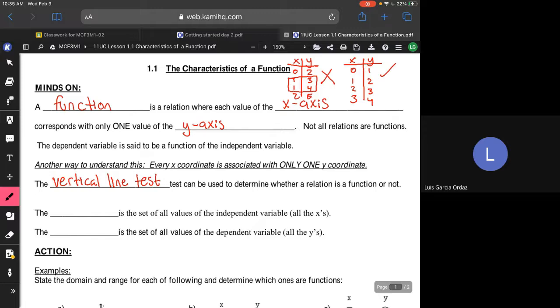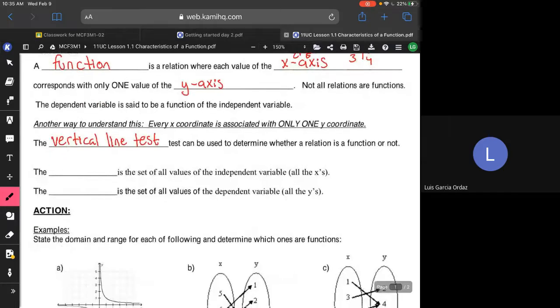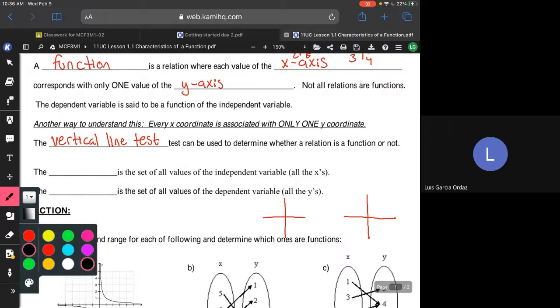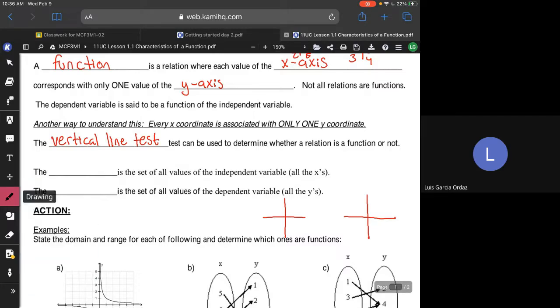A visual way to see if it's a function is through the vertical line test. I'm going to give you two examples, a graph here and a graph over here, and you're going to tell me if you remember what a vertical line test is, if it's a function or not a function. Don't freak out. These are not graphs you're going to be learning this year.